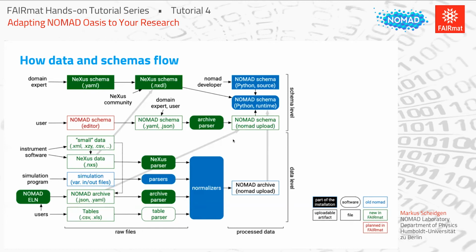There are different ways of doing this, and they are somewhat important to understand why I need a schema, and if I have a schema, where do I put it, and what does it mean? If you look at the blue stuff, this is basically what the old NOMAD was doing before we started with FAIRmat. It had the schema information basically hard coded into the software itself. We were writing down the schema as Python classes directly into the system, and then this would be part of the NOMAD software.